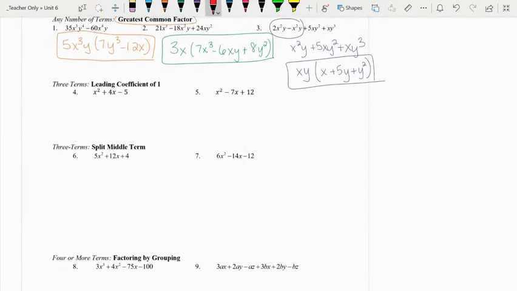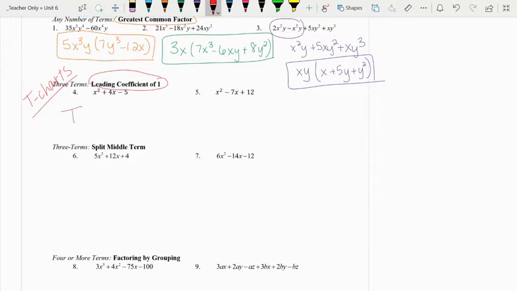The next part is talking about the leading coefficient of 1. This is your 3 terms, right? So these are your t-charts. Okay, some of us on the chapter 5 test struggled with this stuff, so hopefully it's better the second time around.